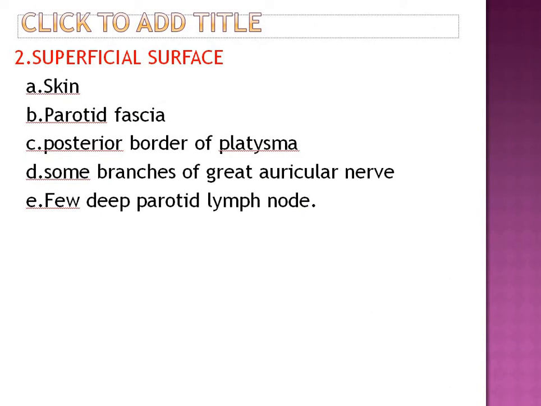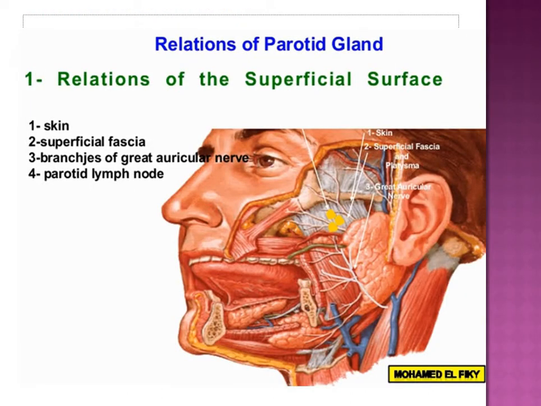The superficial surface has the skin, the parotid fascia, the posterior border of the platysma, some branches of the great auricular nerve, and a few superficial parotid lymph nodes. Here we can see the skin, the superficial fascia, the platysma, and the great auricular nerve. So this is the superficial surface: skin, superficial fascia, the platysma, the great auricular nerve, and some parotid nodes.